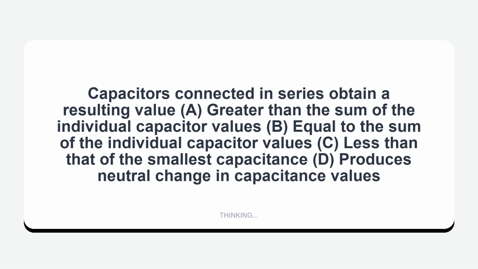Capacitors connected in series obtain a resulting value A. greater than the sum of the individual capacitor values, B. equal to the sum of the individual capacitor values, C. less than that of the smallest capacitance, D. produces neutral change in capacitance values. C.